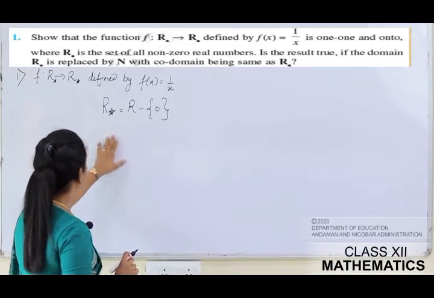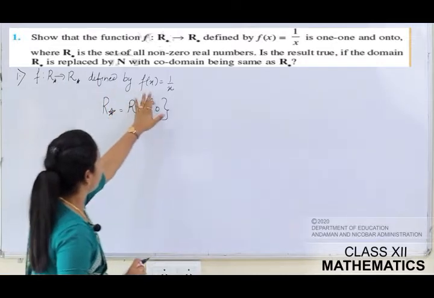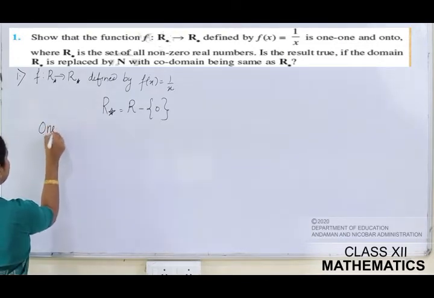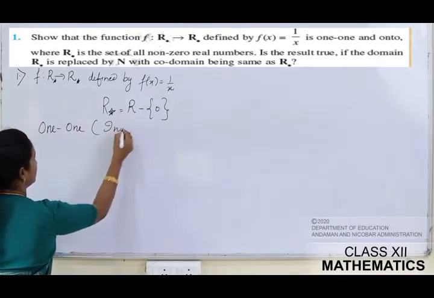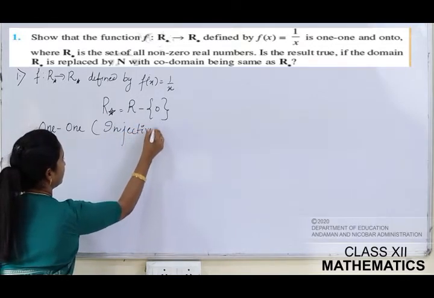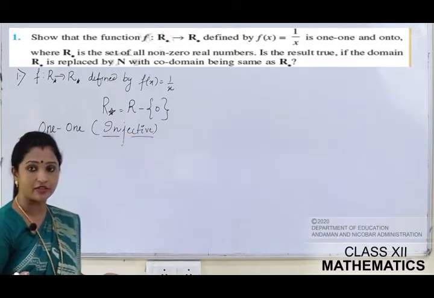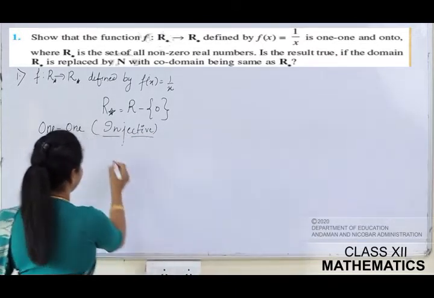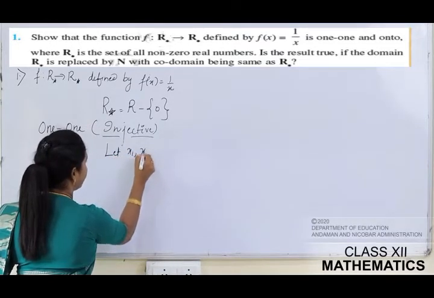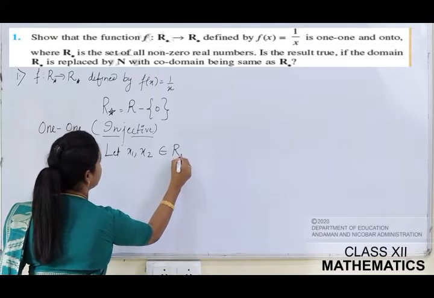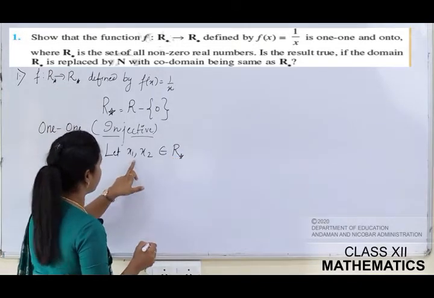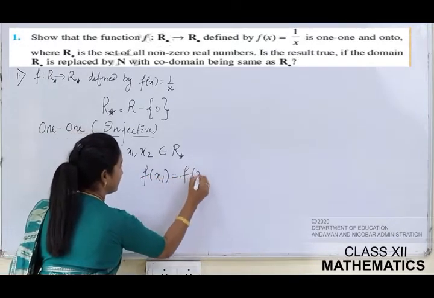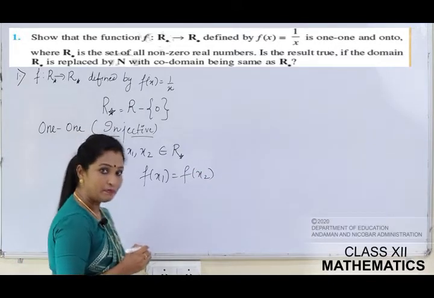Now the question is you have to show that the function defined by f(x) is equal to 1 by x is 1 to 1 and onto. Now we will first see the 1 to 1 function, which is also named injective. Since it is a show that question, we have to show that the function is 1 to 1. I told you how to prove 1 to 1. Let x1, x2 be taken from R star. From the domain we have taken two elements x1 and x2. We will see f(x1) is equal to f(x2) implies x1 is equal to x2.